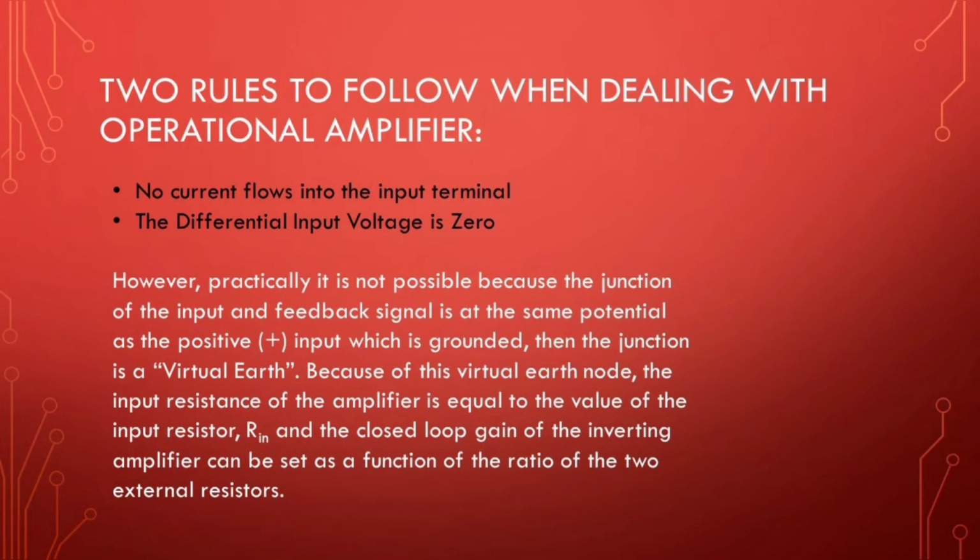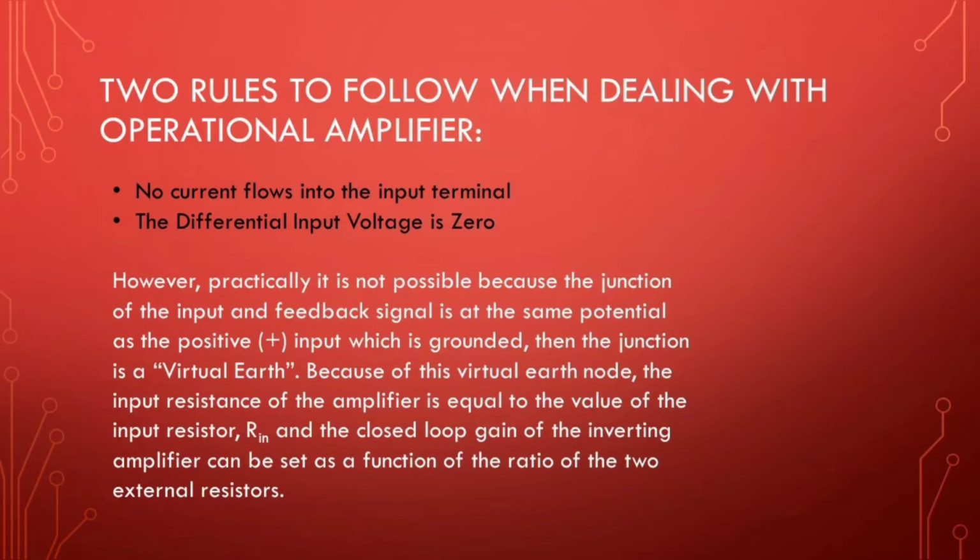There are two rules to follow when dealing with operational amplifier. No current flows into the input terminal. The differential input voltage is 0, that is, voltage at pin 2 and pin 3 must be equal. However, practically it is not possible because the junction of the input and feedback signal is at the same potential as the positive input, which is grounded. Then the junction is a virtual earth.